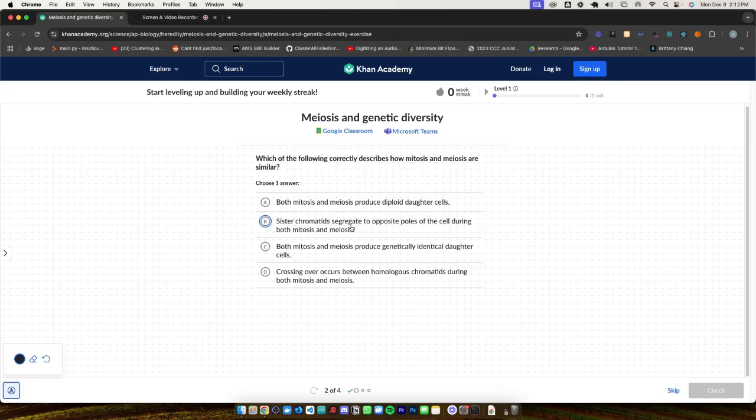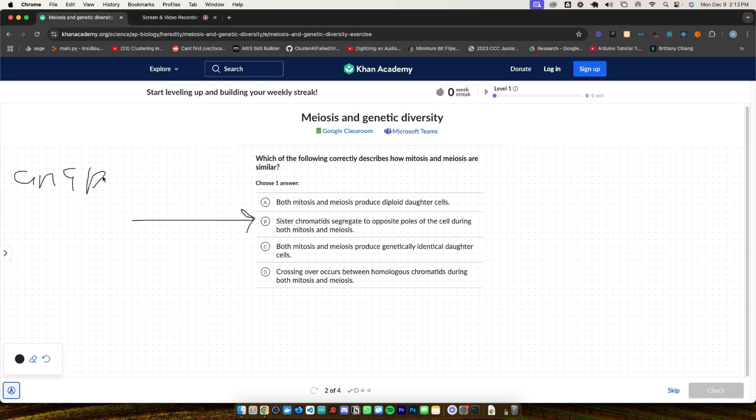Sister chromatids segregate to opposite poles during both mitosis and meiosis. This is actually true, surprisingly. So for mitosis, it happens during anaphase, right? During anaphase.